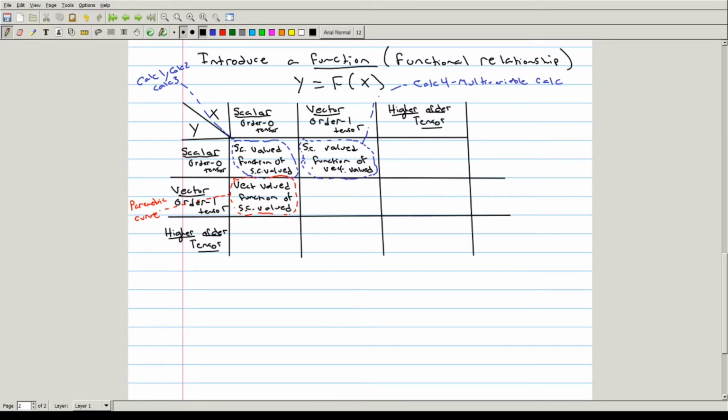What we'll then move on to is vector-valued functions of a vector-valued independent variable. Depending on where you took your multivariable calculus course, you might have seen some of this, but essentially this is where we'll move into. And this is the main focus of chapter 12, and also where all of our vector field stuff can be found.